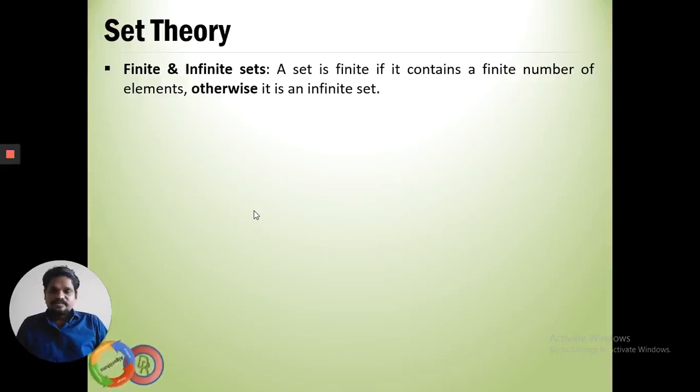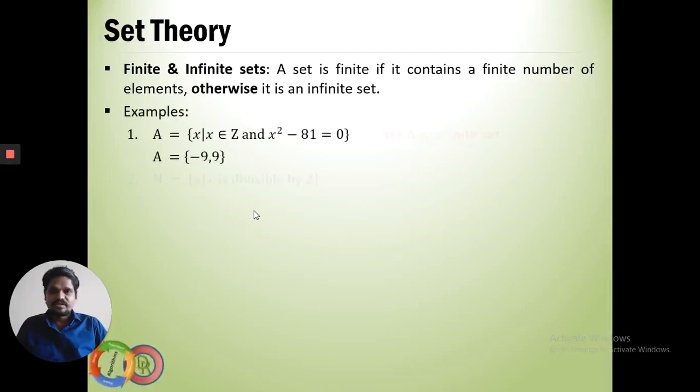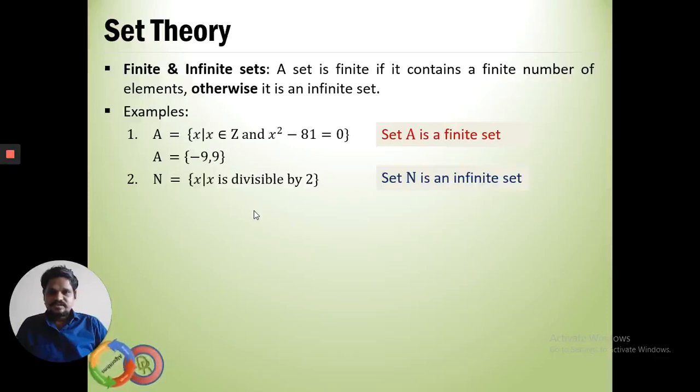Now, finite set. Finite means we can count it. Otherwise it is infinite in nature. For example, the first one is the finite set. X belongs to the real numbers, and it should follow that particular equation. Obviously, only two numbers satisfy it, that is -9 and 9. So this is a finite set.